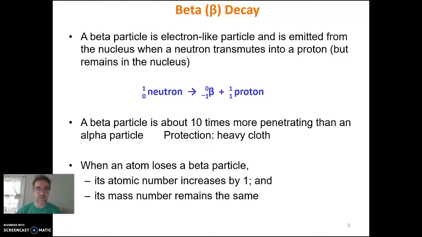Beta decay is when an electron is emitted from the nucleus, and how that can happen is a neutron can turn into a proton, and a beta particle is about 10 times more penetrating than an alpha particle, so you need to wear heavy clothing to protect yourself from that radiation. And if an atom loses a beta particle, its atomic number increases by 1, but the mass number remains the same.